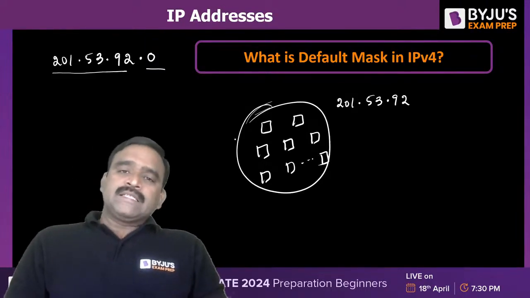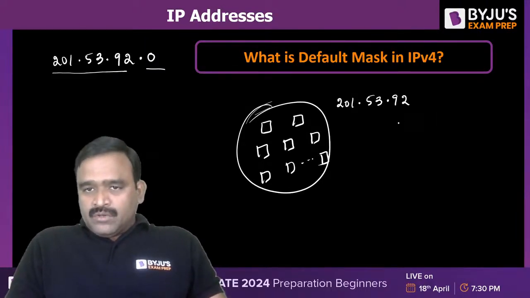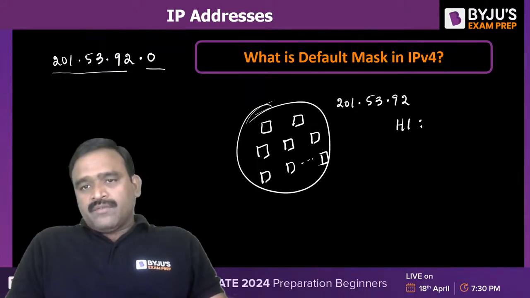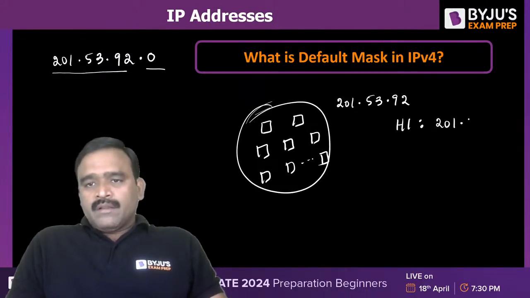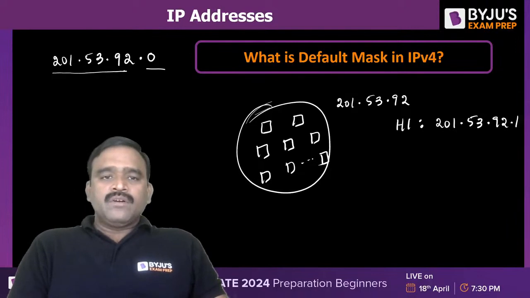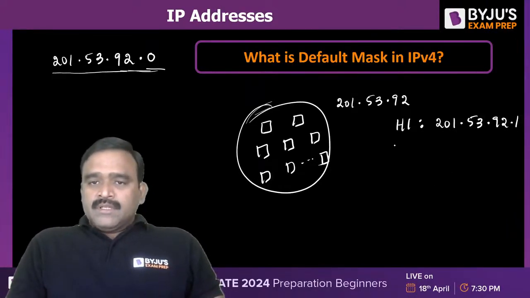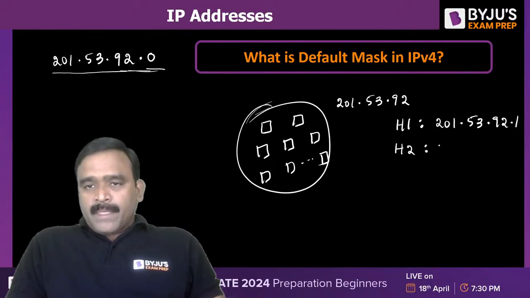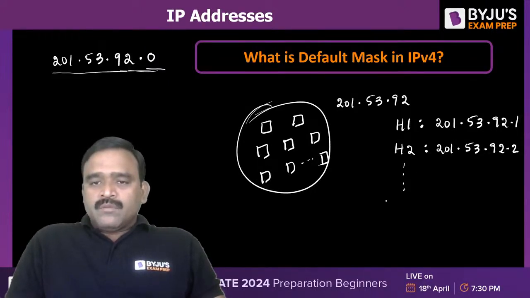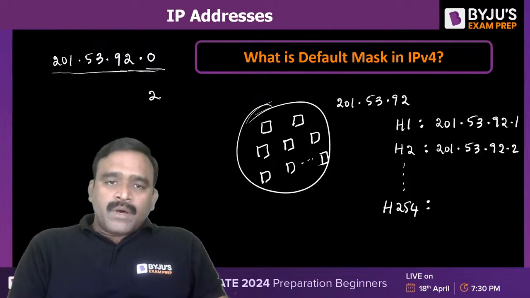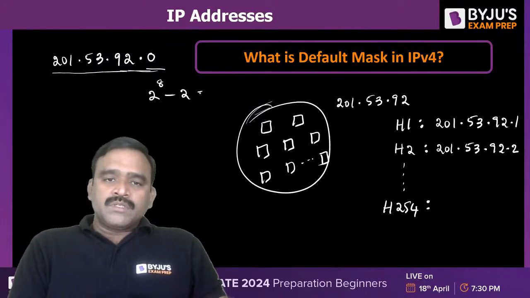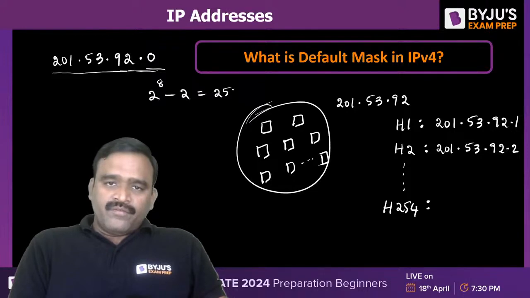So 256 IP addresses are possible. The first host, write it as H1. The first host IP address is 201.53.92.1, because .0 is taken as the network address. Similarly, the second host IP address is 201.53.92.2. Similarly, up to the last host number 254, because the number of hosts per class C network is 2 power 8 minus 2, which is 256 minus 2, that is 254.